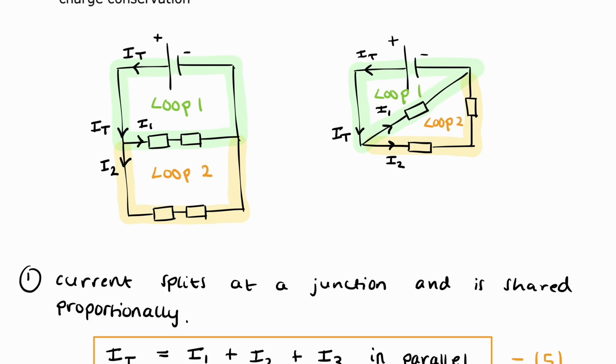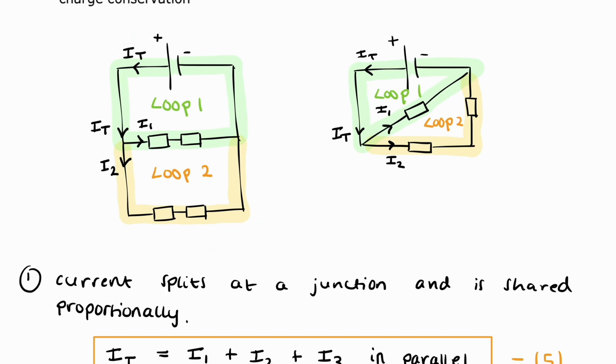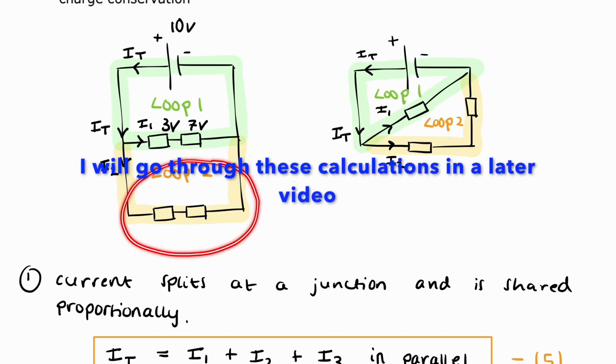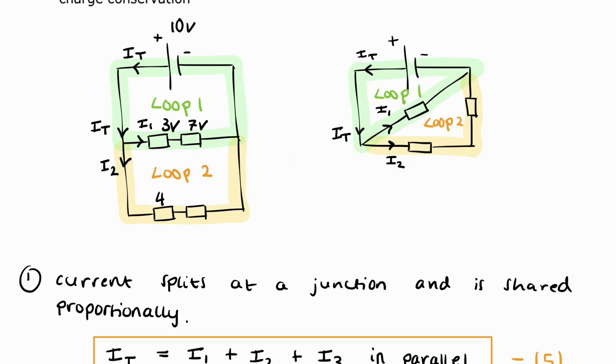So for example, let's look back at circuit 1. If I have 10 volts supplied by the battery, loop 1 will also get 10 volts. But depending on the size of the resistor, we might have 7 volts across this one and 3 volts across this one. Loop 2 also receives 10 volts, but again, depending on the size of the resistor, we might get 4 volts across this one and 6 volts across this one.